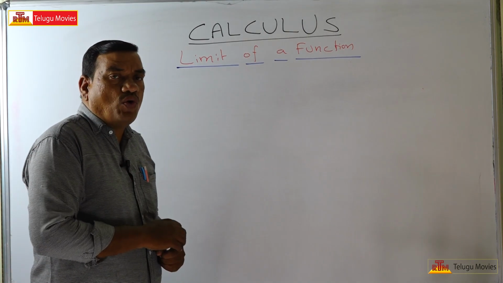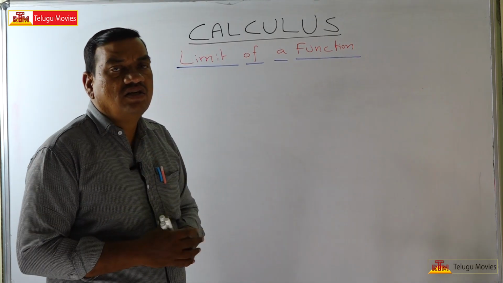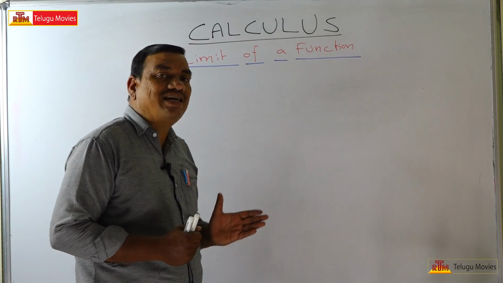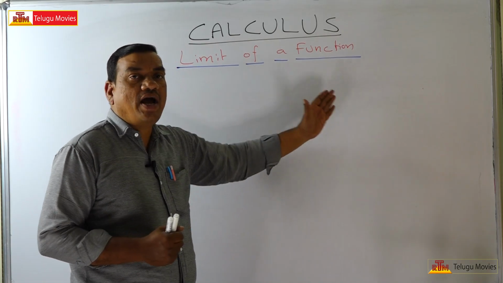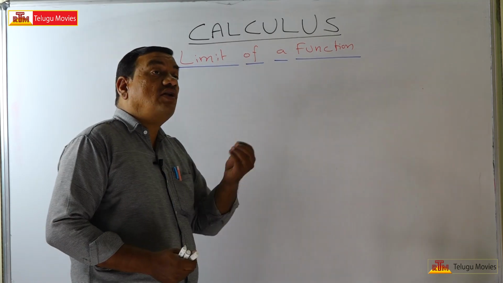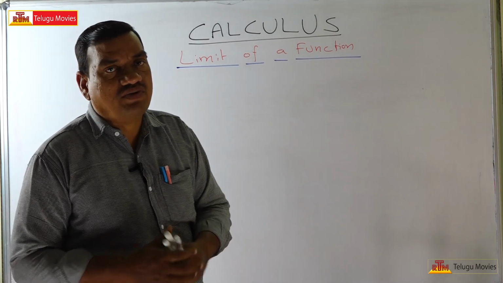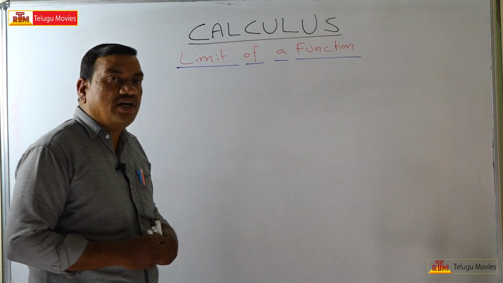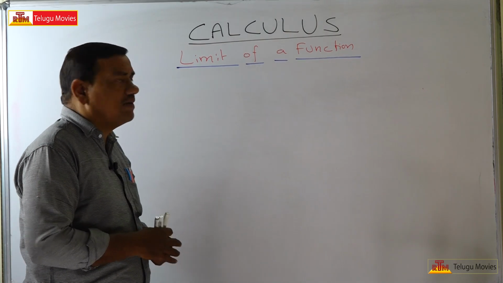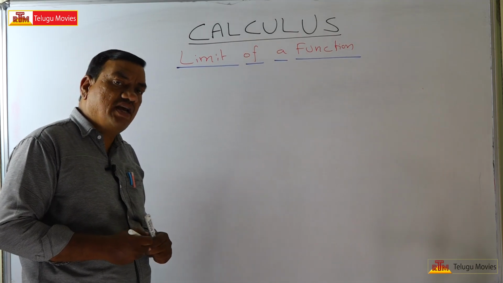We already know what a function is. Function means if A and B are two non-empty sets, a function is a rule that assigns every element of A a unique element of B. Everybody knows function. Then what is the limit of that function? To introduce that, I will explain this concept taking a very small example so that everybody can understand easily.